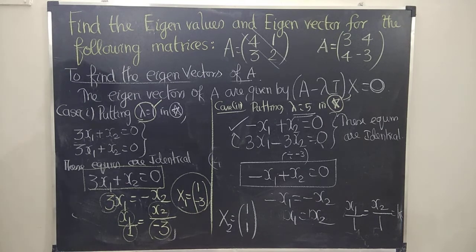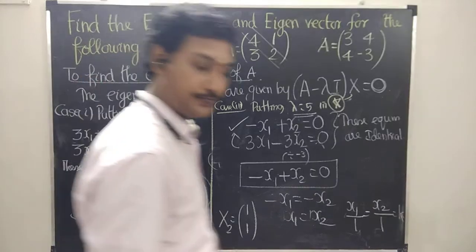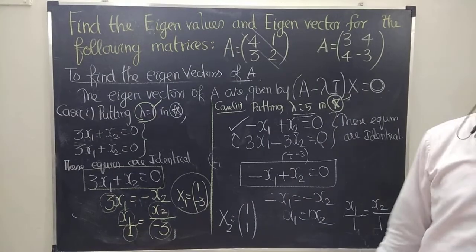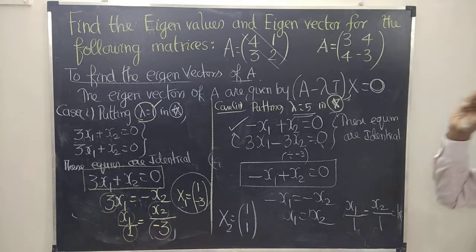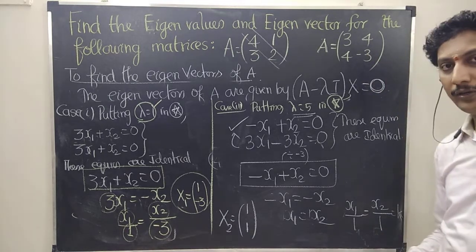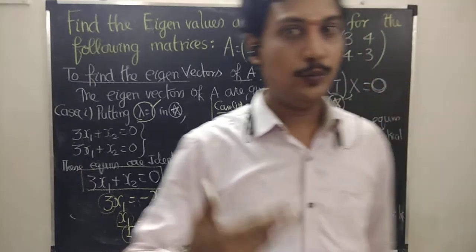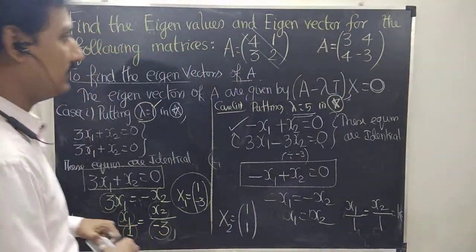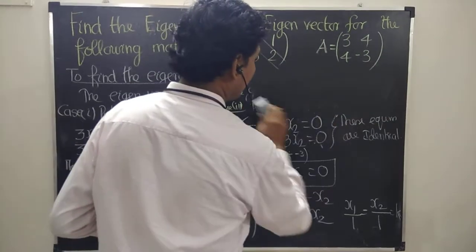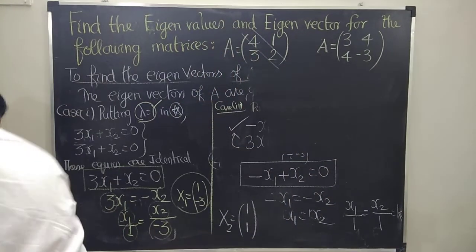Is that right? Now what about the second problem? The second sum is the matrix 3, 4, 4, minus 3. Please try this on your own. I can give the answer, and you may verify it.